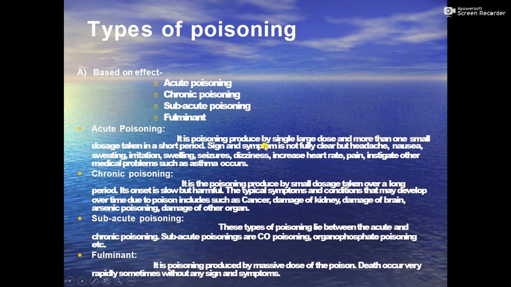While chronic poisoning is the poisoning which is produced by a small dosage taken over a long period of time. Its onset is slow, but it is a very harmful condition. The typical signs and symptoms which may develop over time due to the poison include cancer, damage of kidneys, damage of your brain, arsenic poisoning, and damage of other organs.